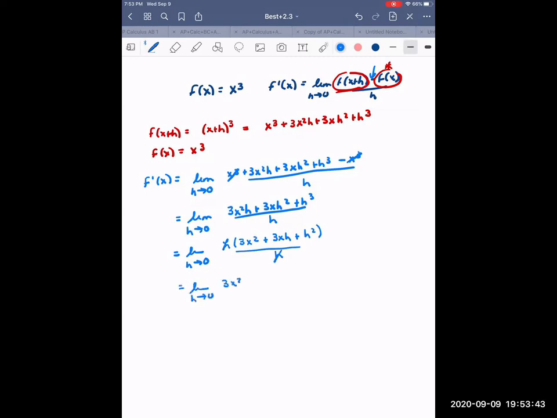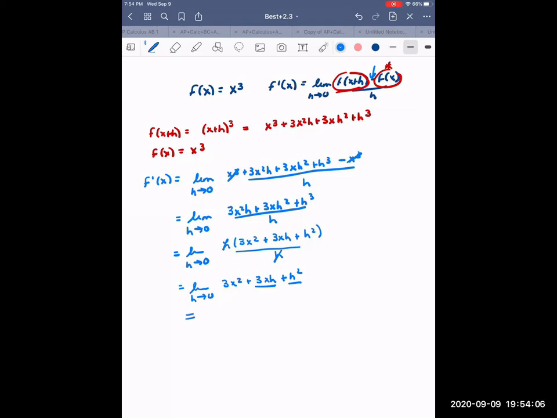Well, can I simplify what's left? No, I cannot, okay? I can't factor it, I can't do anything with it. So when that happens, now it's time to take the limit. And the limit just means to take the 0 and plug it in for every term that contains an h. And then that limit notation is going to go away.